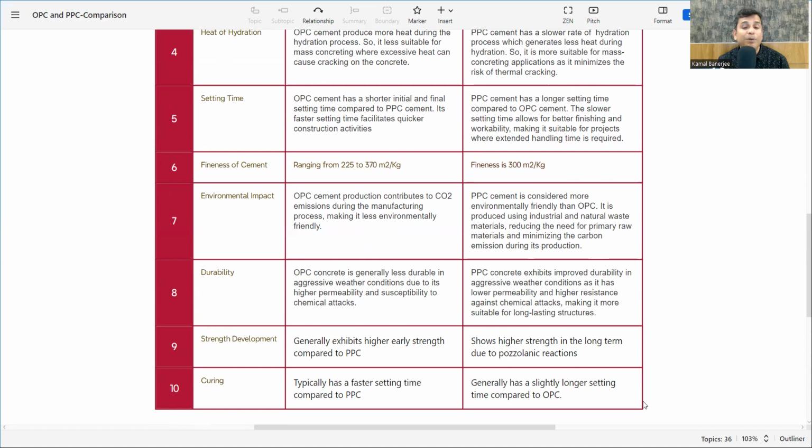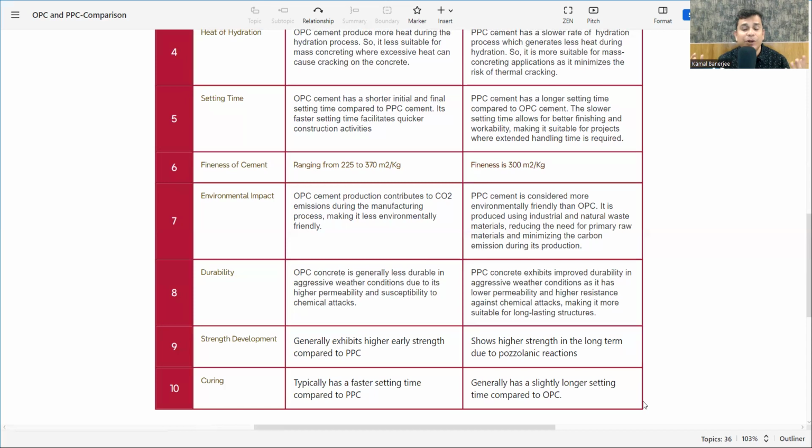Then the durability. OPC concrete is generally less durable in aggressive weather conditions due to its higher permeability and susceptibility to chemical attacks. On the other hand, PPC concrete exhibits improved durability in aggressive weather conditions, as it has lower permeability and higher resistance against chemical attack, making it more suitable for long-lasting structures. So if we need a durable structure, we have to go for PPC, not OPC.